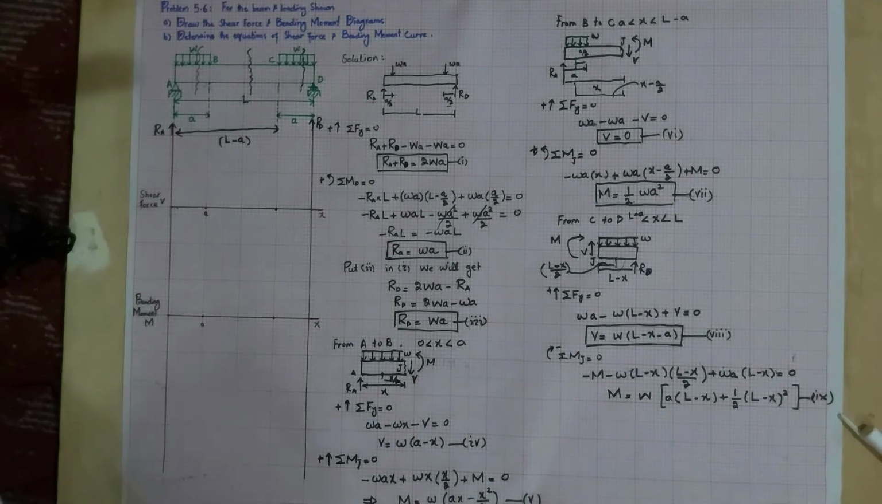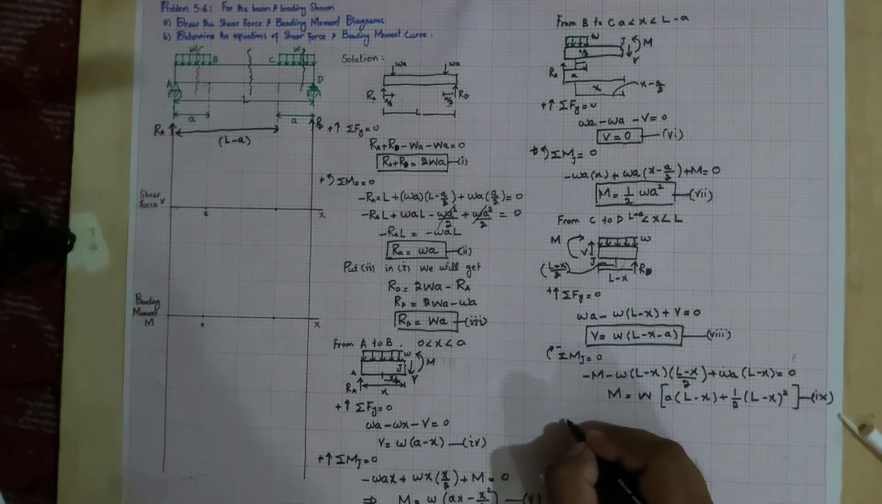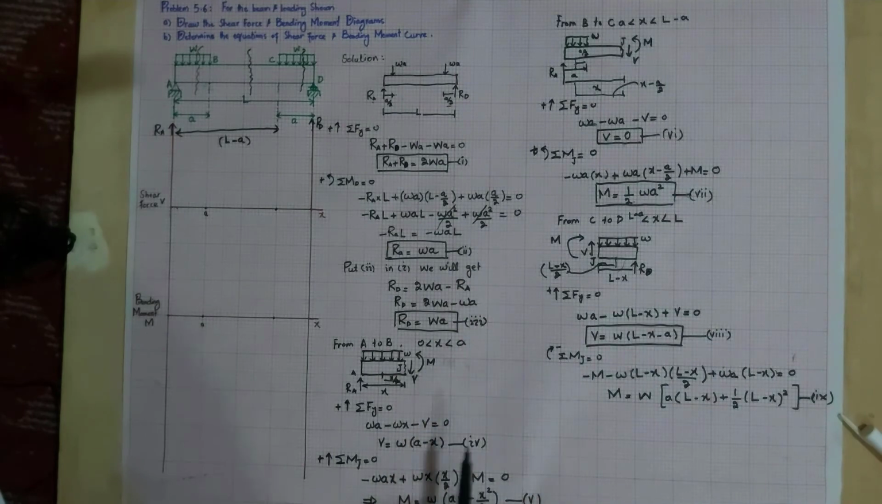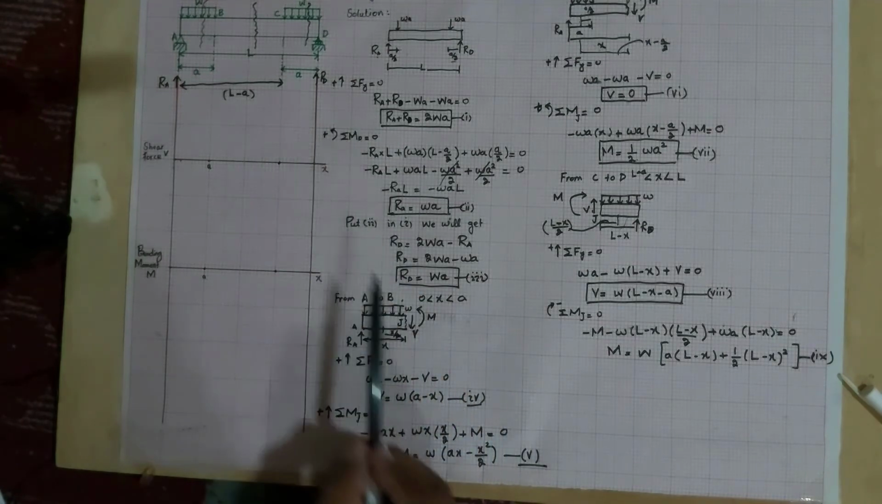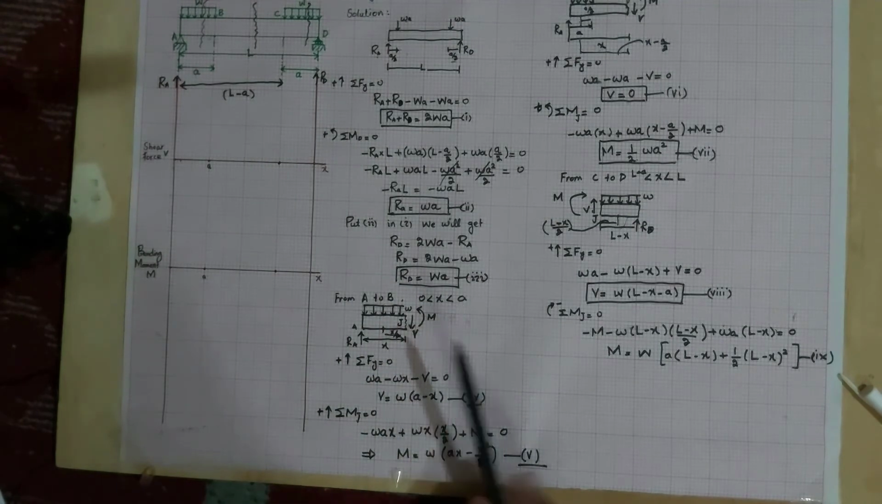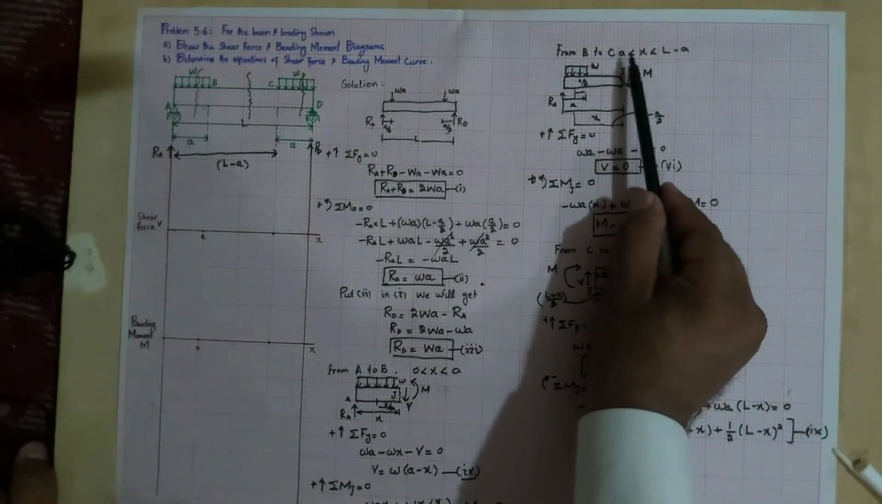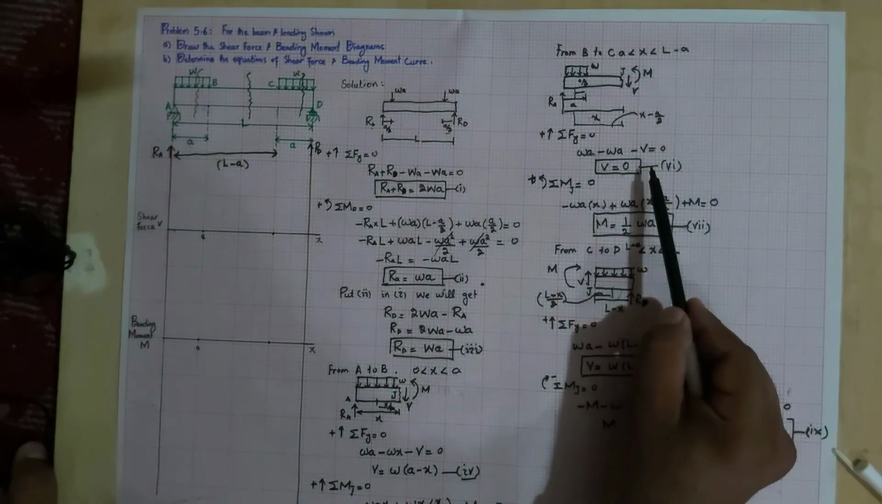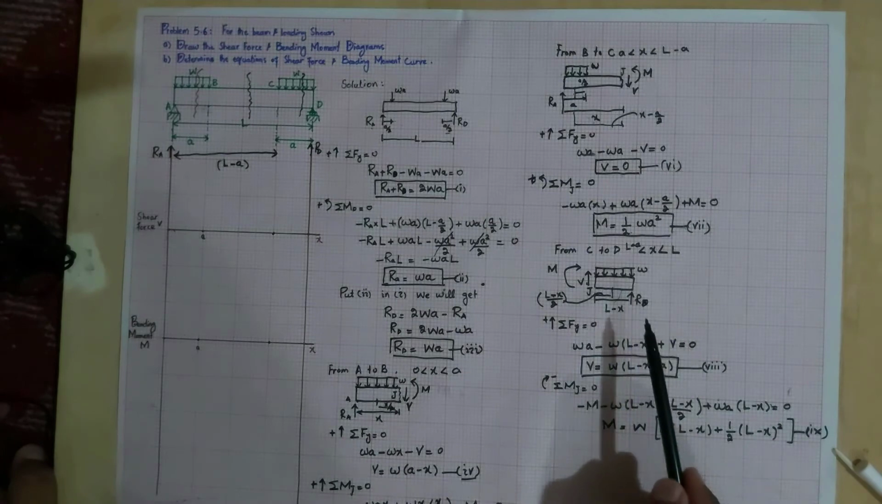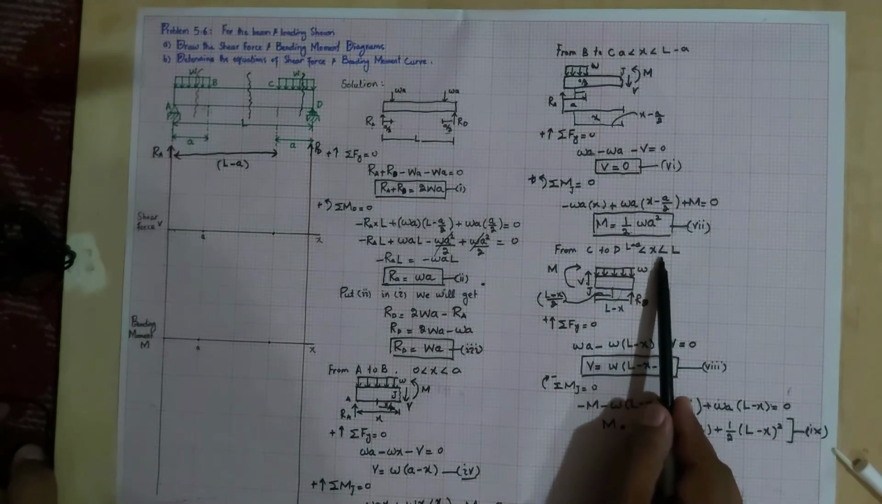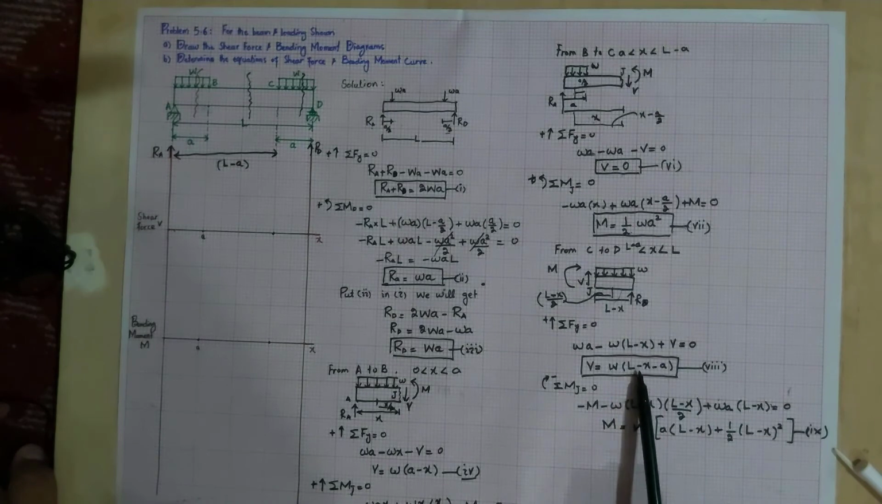Now we will draw all these equations. This equation 4 and this equation 5 are the shear force equation and bending moment equation for the region X greater than 0 and less than A. Again, for the region X greater than A and less than L minus A, the shear force equation is this one and the bending moment equation is this one. For the region X greater than L minus A and less than L, we have the shear force equation this and the bending moment equation as equation number 9.